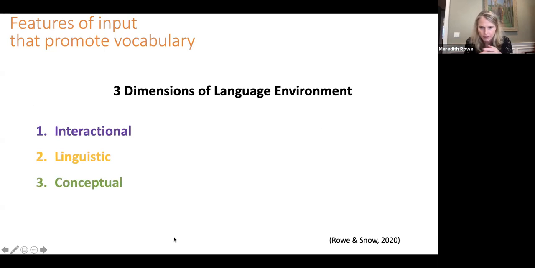And so the way that we made sense of this in this recent paper that was published with Catherine was to think about the language environment along 3 dimensions. We have the interactional dimension, which encompasses that turn-taking piece. We have the linguistic dimension, which is the linguistic form of what children are hearing. And then we have a conceptual dimension, which is focused more on the content of what the language is representing and how attuned that might be to the cognitive development of the child. So I'm going to walk you through these dimensions and tell you about the literature in each area, with some examples.